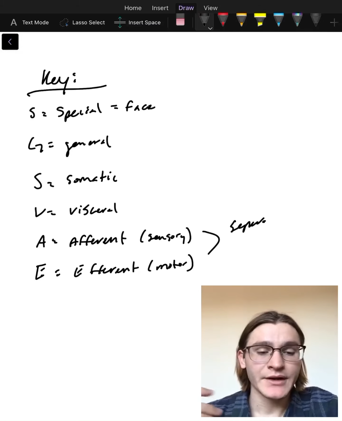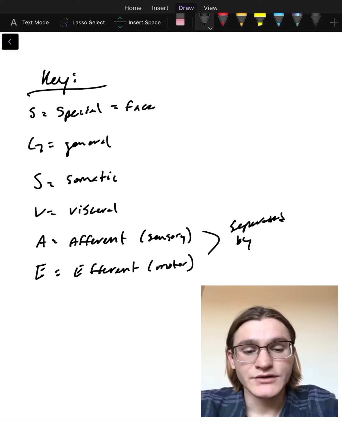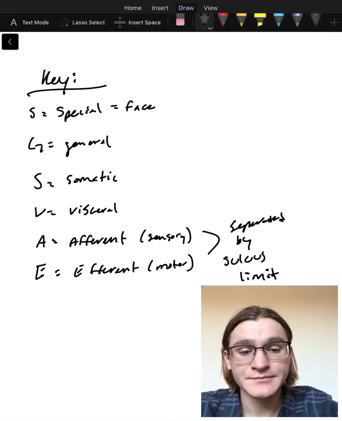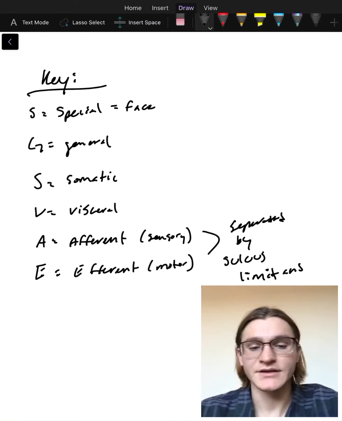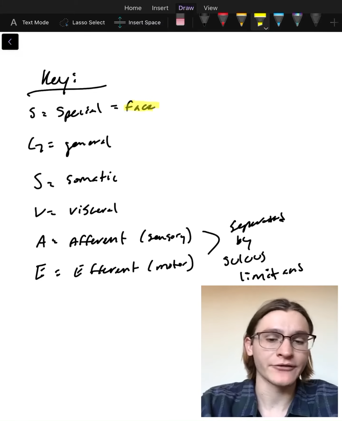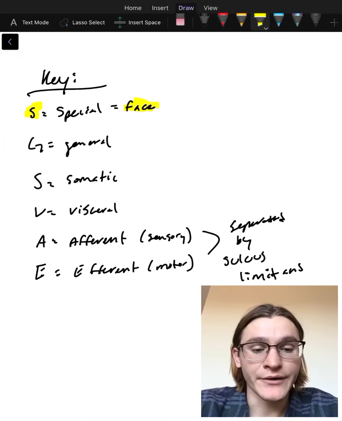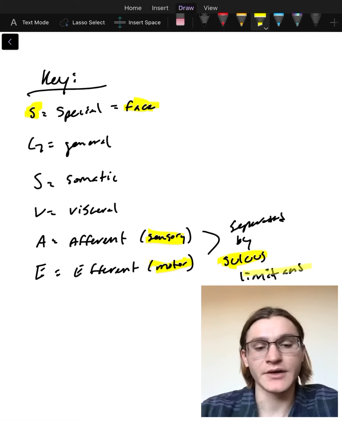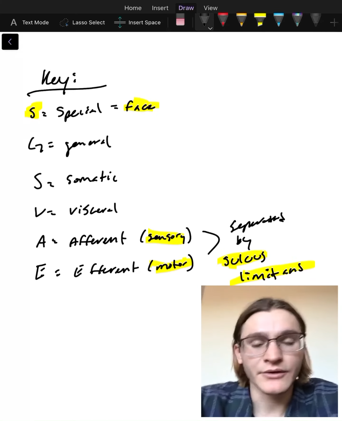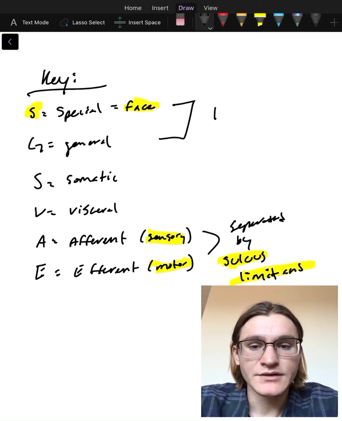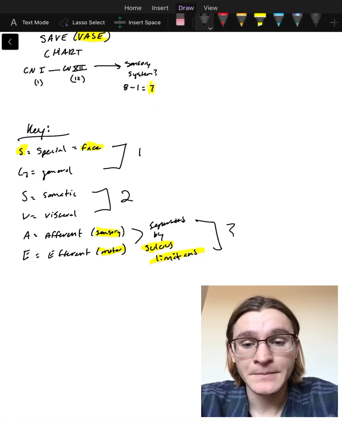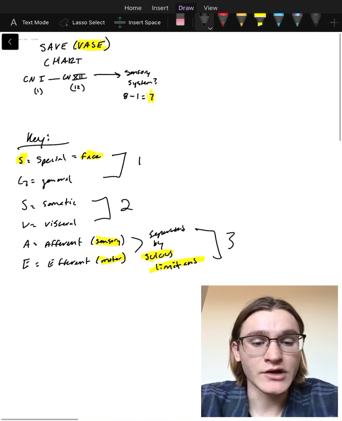And these are going to be separated in the brain by something called the sulcus limitans. That's just the area of our brain that divides the afferent and efferent quadrants or areas, so we don't have a mixture of motor and sensory. And I'm going to highlight here the important parts of this key. Special and general will be in column 1, somatic and visceral will be in column 2, and afferent and efferent will be in column 3.